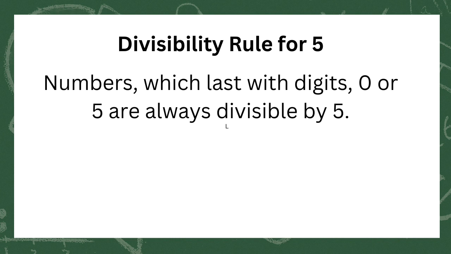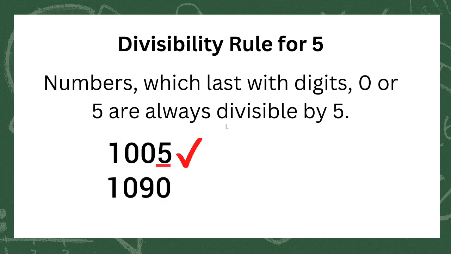The divisibility rule of 5. Numbers whose last digit is 0 or 5. So once you see a number, look at the last digit. If it is 0 or 5, it means that number is divisible by 5. Example, 1505 is divisible by 5. 1790 is divisible by 5 because it ends with 0. But 157 is not divisible by 5 because the last digit is neither 5 nor 0.